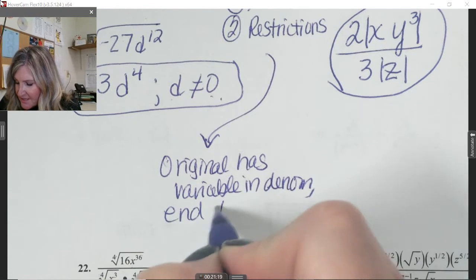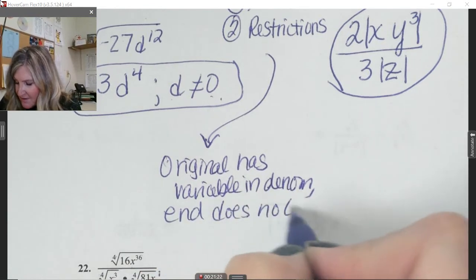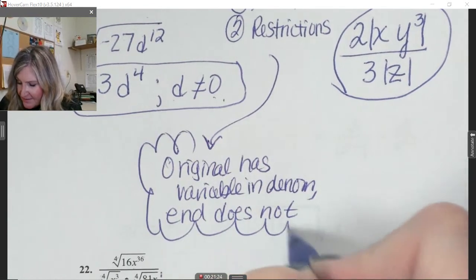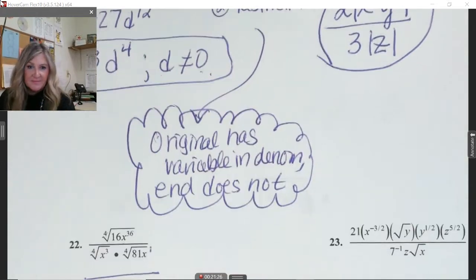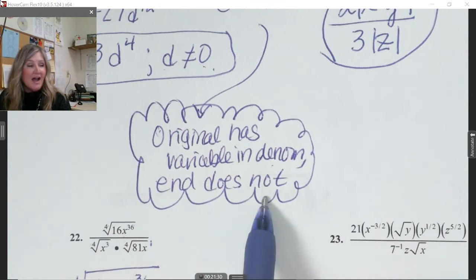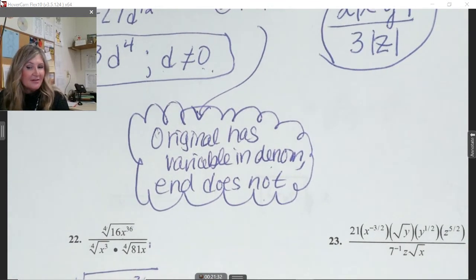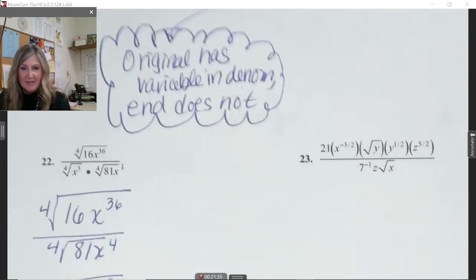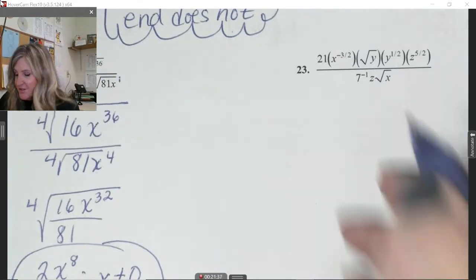End does not, right? That's when we need it. When the original problem has a variable in the denominator, but the end does not have that variable in the denominator. Okay, so keeping that in mind. All right, let's do this last one here.